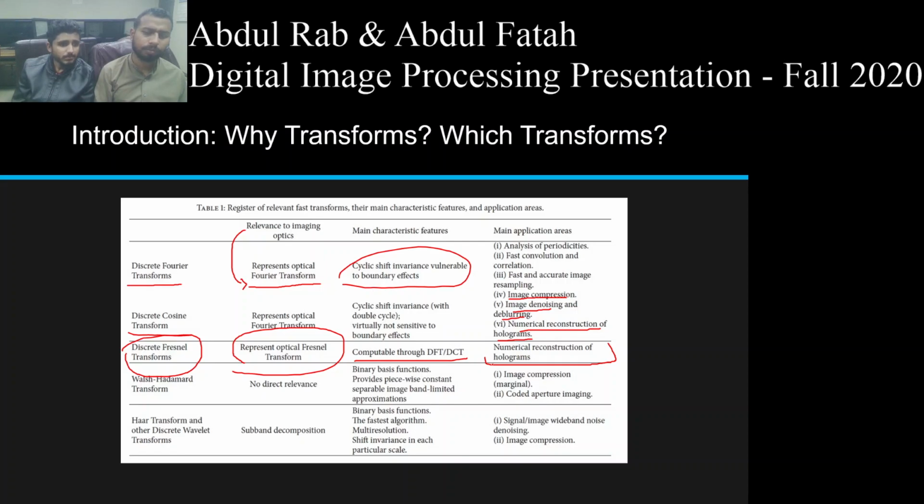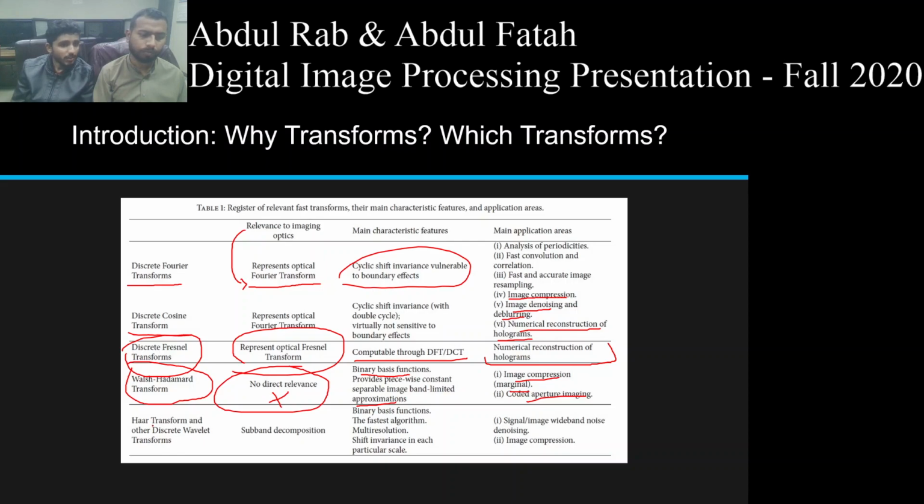The third one is the Walsh-Hadamard transformation. It actually has no relevance to image optics. Its characteristics are binary basis functions providing piecewise constant, separable, image band-limited approximations, and its applications are image compression and coded aperture imaging.